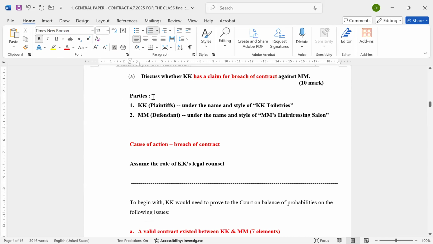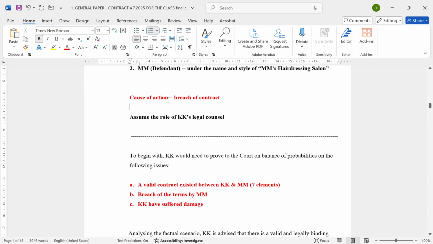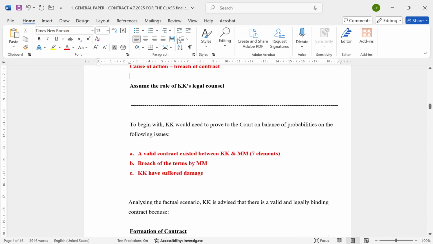So the parties involved are number one, KK, and number two is MM. But both of them are actually sole proprietors for a business. Okay, this one you must remember, you must remember. The cause of action is breach of contract. So you assume the role as KK's legal counsel, so you're on behalf of KK.